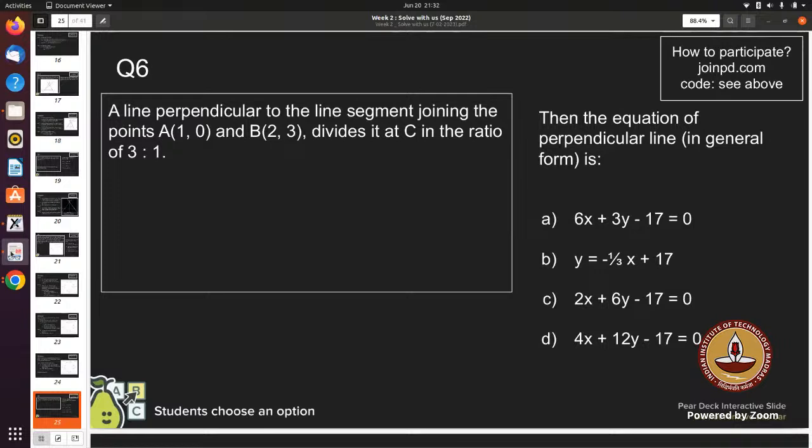Sir, I have one question. If we have a general equation of a line ax plus by plus c equals 0, then can we say that the slope is minus a by b? Yeah, correct. Yes, sir. Okay, so thank you. I had a confusion about it, so I just tried the trial and error method. Okay.